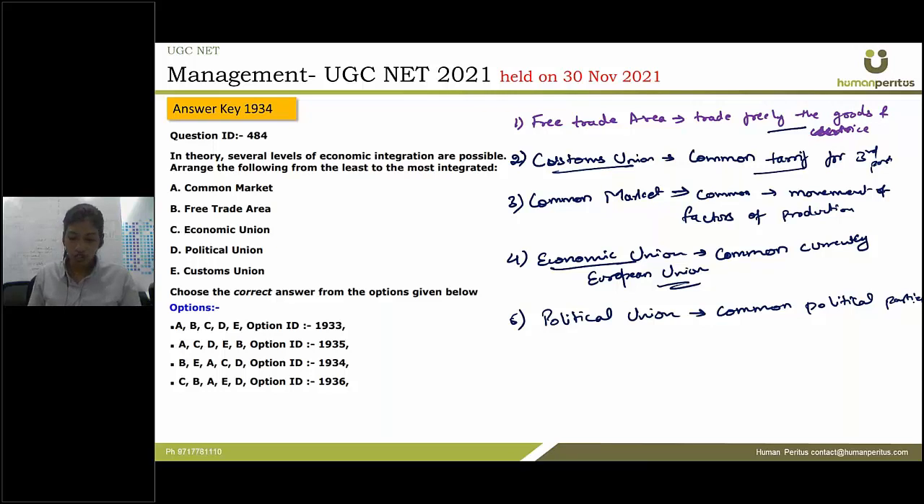So from least to the most integrated, we can say first is free trade area, then customs union, then common market, then economic union, and then political union. So the correct answer is this.